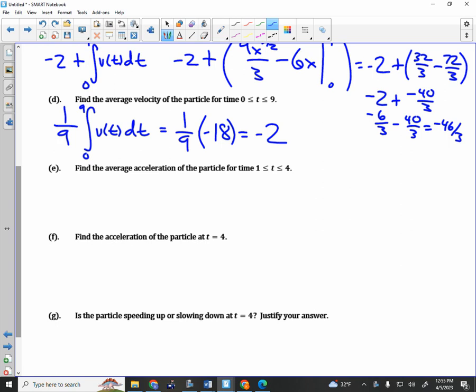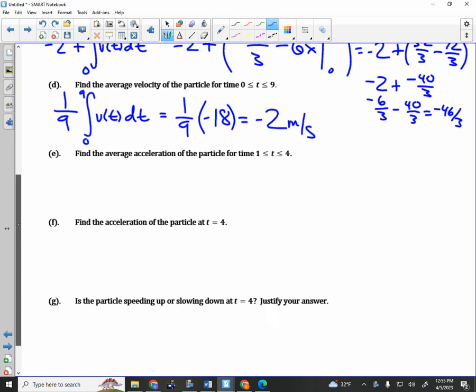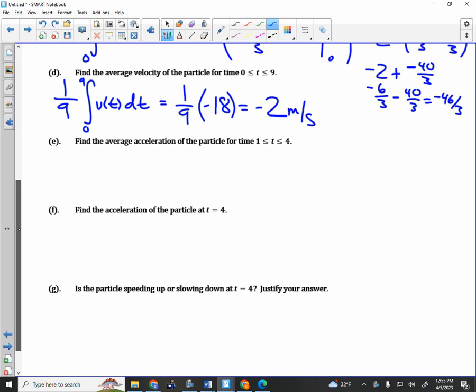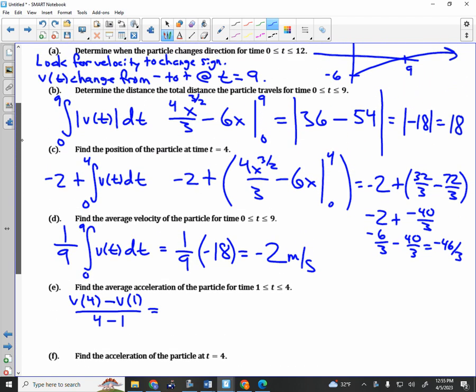Oh yeah, we'll put that label, so that'll be meters per second to determine velocity. How is average acceleration going to be different? The slope. So we do v of 4 minus v of 1 over 4 minus 1. Where do you plug that 4 in?